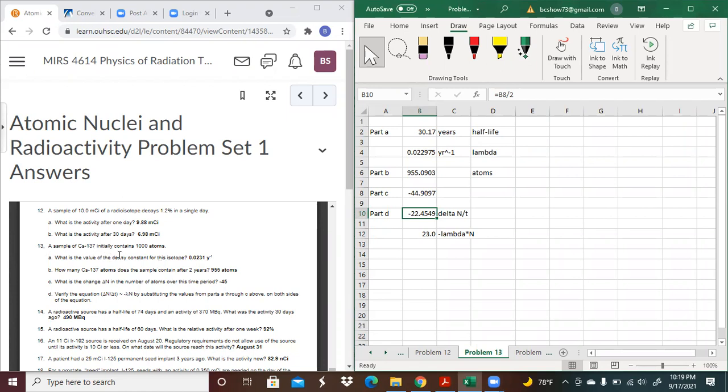We've got a sample here of cesium-137 that initially contains 1,000 atoms. So what is the value of the decay constant for this isotope? Now, for this problem, I need to give you what the isotope half-life is. And I don't think I did that in the problem, so I need to do that. But in order to find the value of the decay constant, if I know what the half-life is, I can use this particular formula and it comes out to be that.